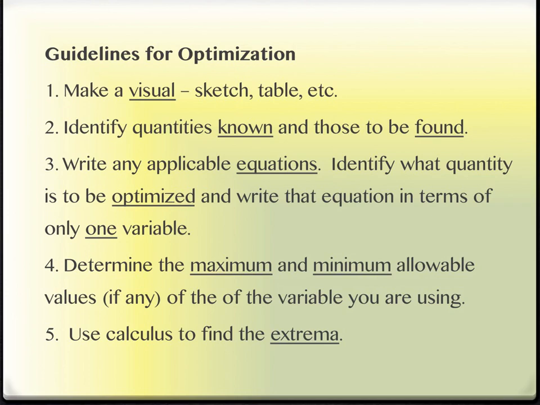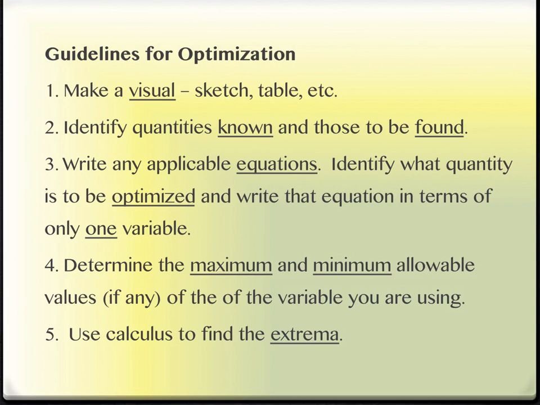Step 3 is writing any applicable equations, so things that relate what you know to what you need to find. Figuring out what it is you're trying to optimize, right? Are we trying to optimize the area? Are we trying to optimize our profit? Those kinds of things. And then rewriting that equation if need be in terms of only one variable. Sometimes that's something we have to do, sometimes it's not.